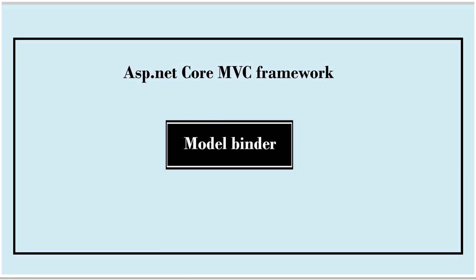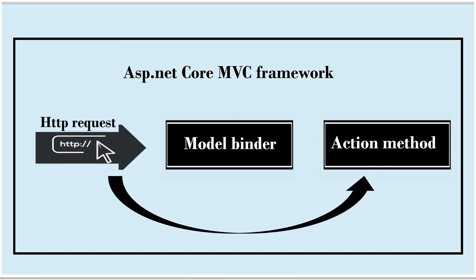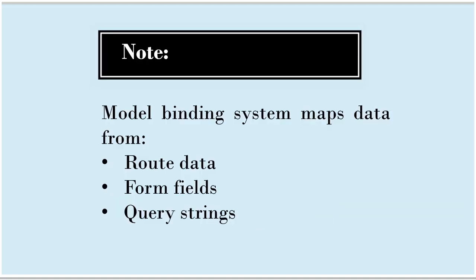Coming back to model binding, ASP.NET Core MVC framework has something called as model binder, which maps data from HTTP request to controller action methods. One more important thing to know is model binding system maps data from route data, form fields, and query strings. In other words, I can say HTTP request carries data in these different forms and model binding system is able to map data from these systems.